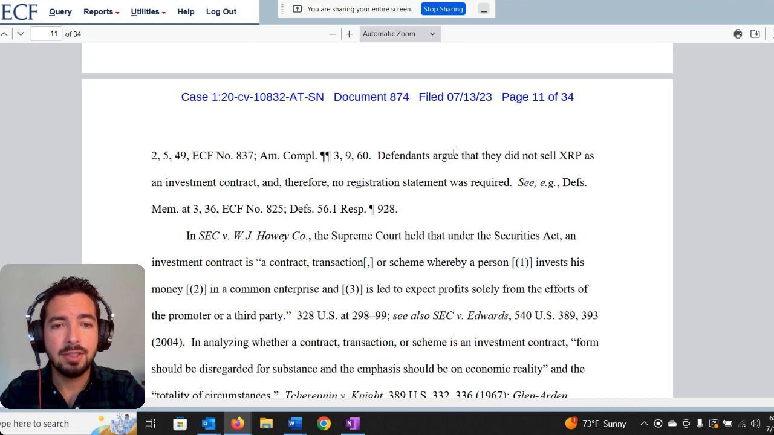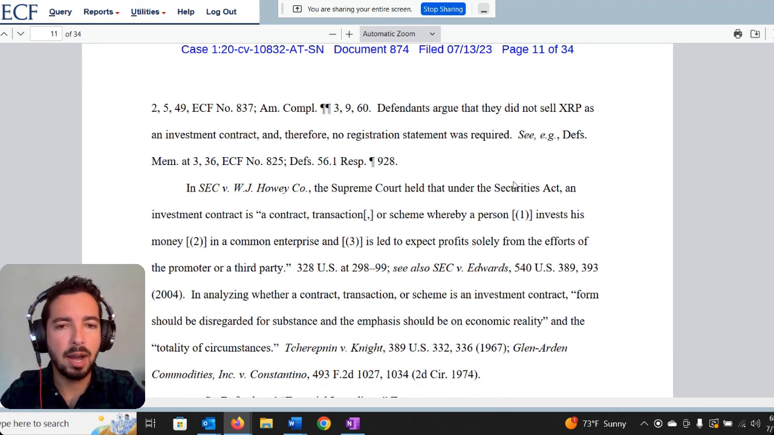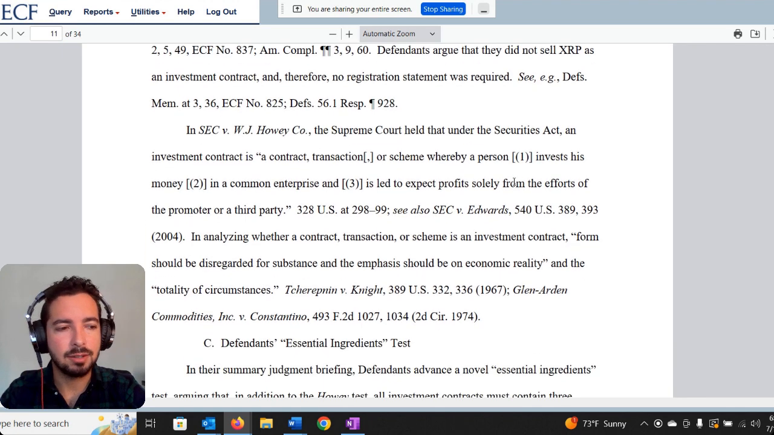Defendants argue that they did not sell XRP, so defendants is Ripple. Ripple argues that it did not sell XRP as an investment contract, and therefore no registration statement was required. So if it's not an investment contract, no registration statement was required, hence no violation of Section 5 of the Securities Act, and this whole lawsuit shouldn't have been filed, and the SEC is going to owe Ripple a lot of money in their attorney's fees.